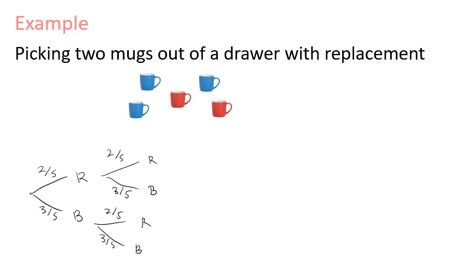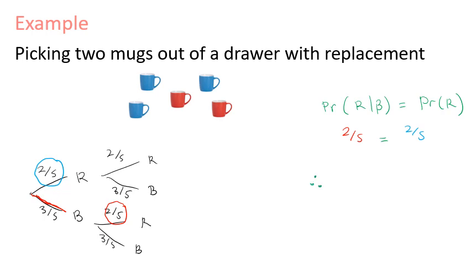So write out the formula. The probability of red, given that blue has already occurred, equals the probability of red. So the probability of red, given that blue's occurred, is 2 out of 5, and the probability of red occurring is 2 out of 5. Therefore, because they equal the same, these events are independent.